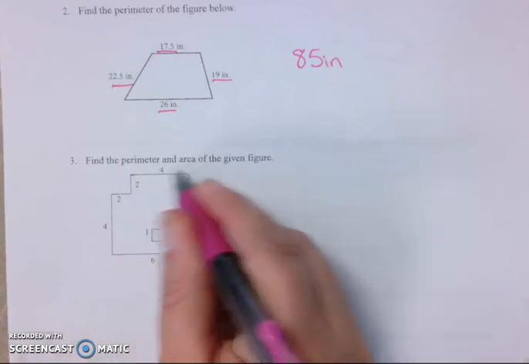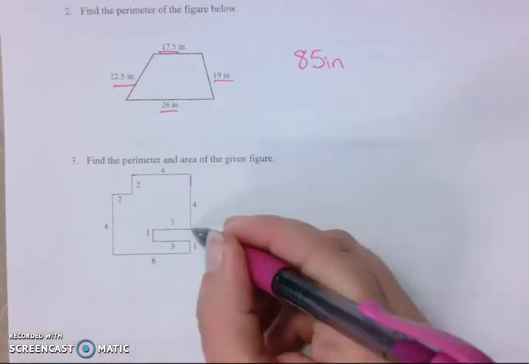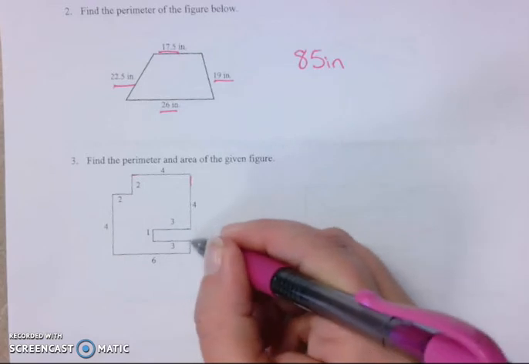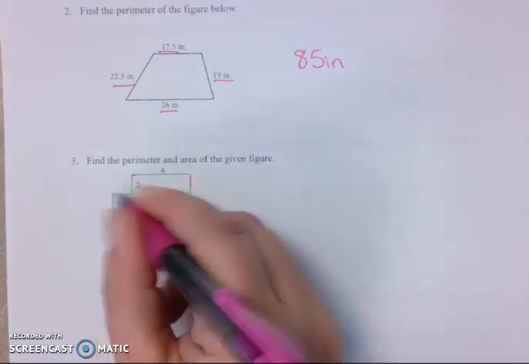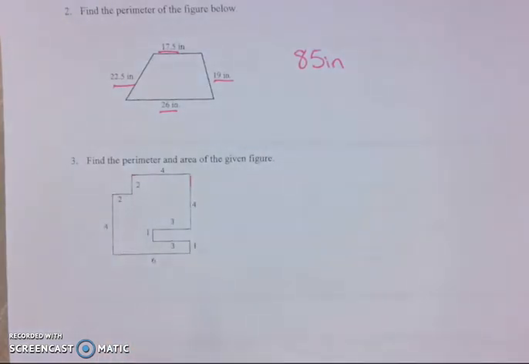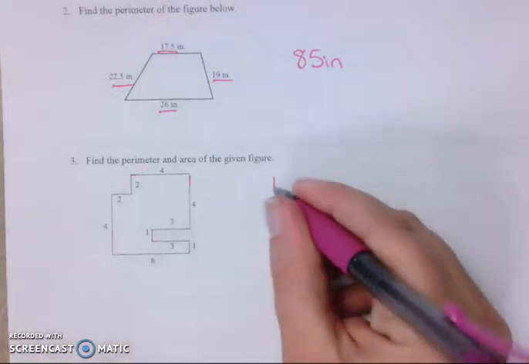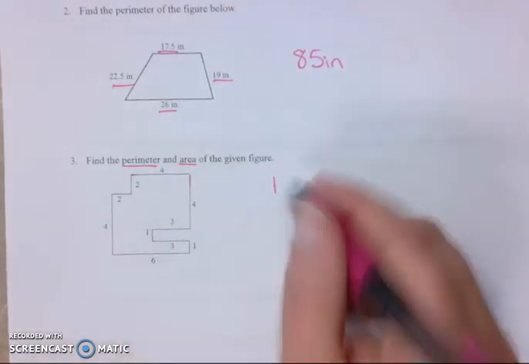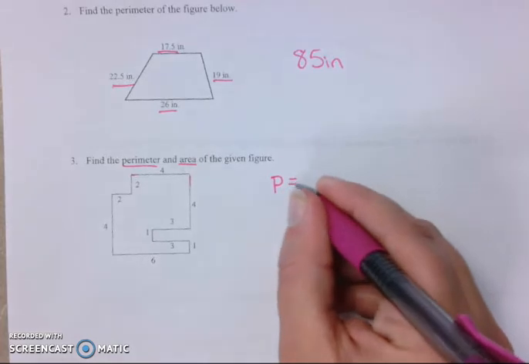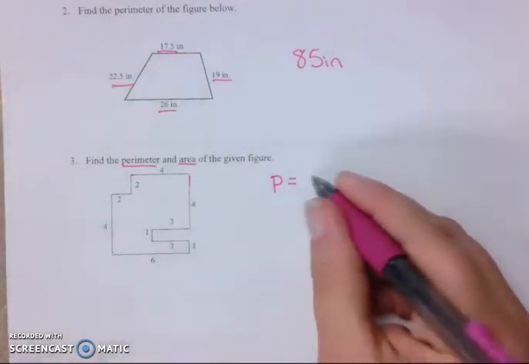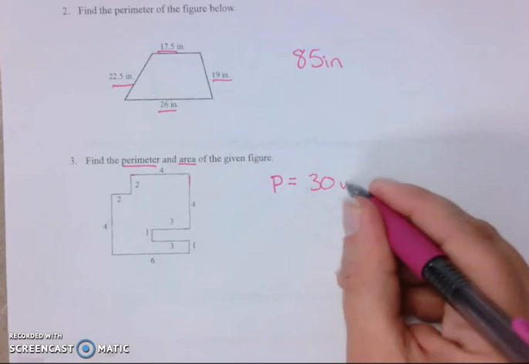So you're going to take 4 plus 4 plus 3 plus 1 plus 3 plus 1 plus 6, 4, 2, 2. Add all those up. And since it's asking for perimeter and area, we're going to label this as the perimeter. You would get 30. There's no units there, so I'm going to put units.